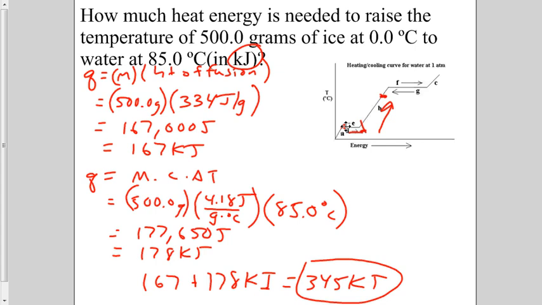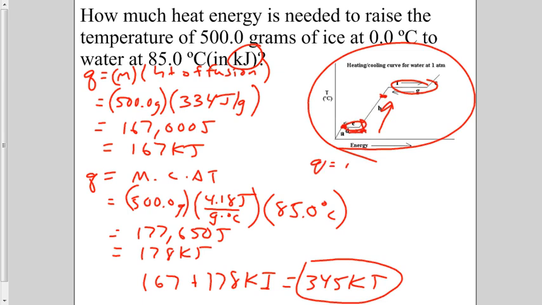So again, pay attention to the heating cooling curve. Use the appropriate equation. When it's only a phase change, it's Q equals the mass times the heat of whatever phase change is taking place. When you have a change in temperature, Q then is going to equal the mass times specific heat times change in temperature.